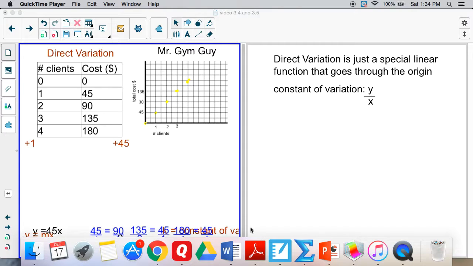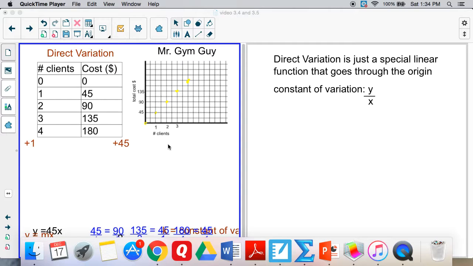So whenever we have data organized in a table, we like to look at finite differences in each column. So let's look for those finite differences and see if we can see a pattern. So if we look at the number of clients column, as we go down, we can see we're increasing by a unit of 1. And then if we look at the total cost on the right-hand column, we can see that we're increasing by 45. So this 45 to 1 is a constant rate of change.